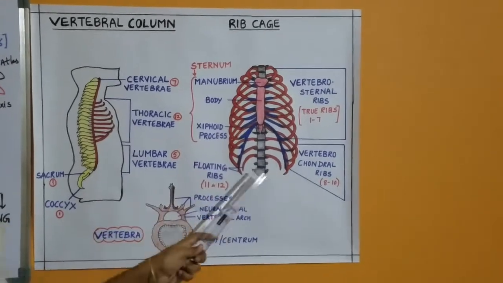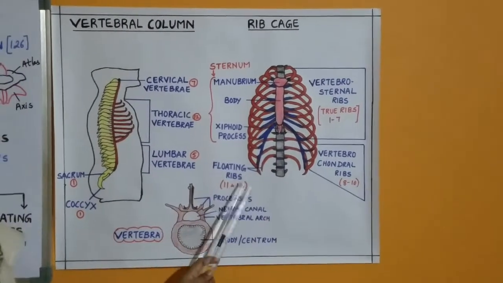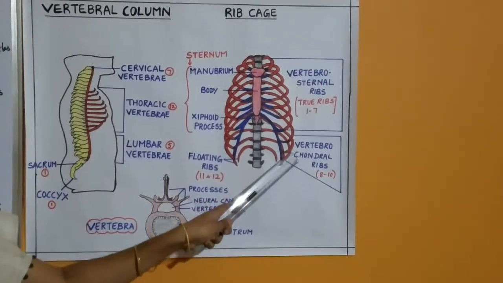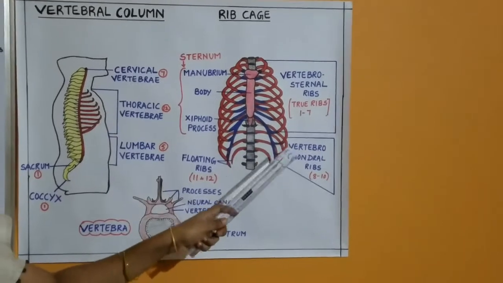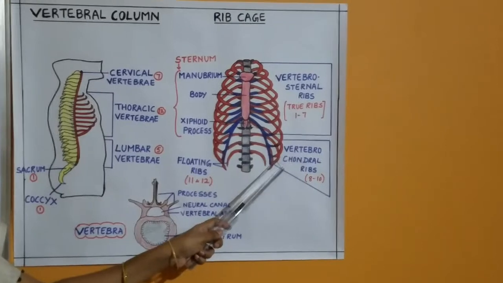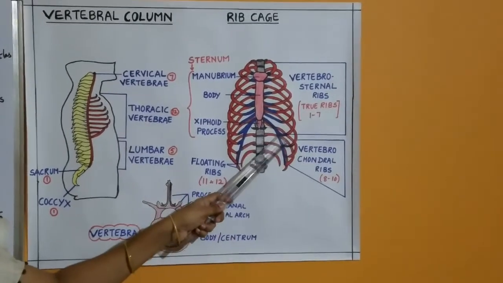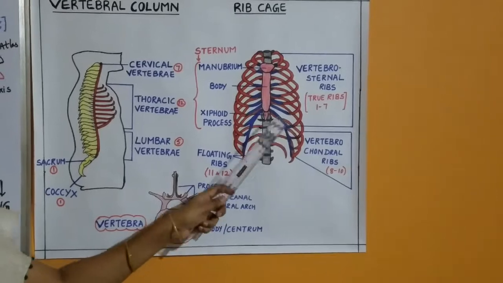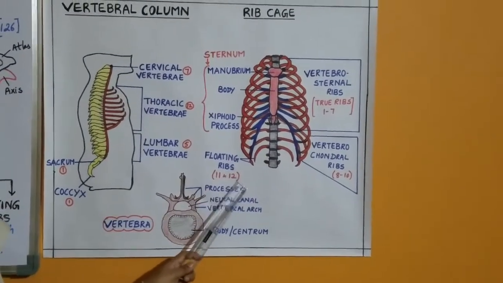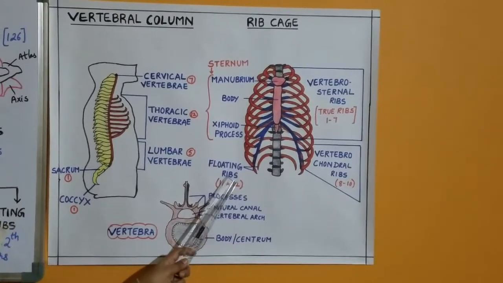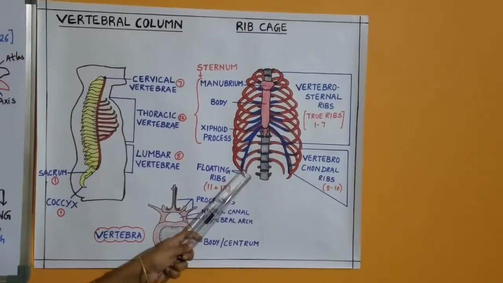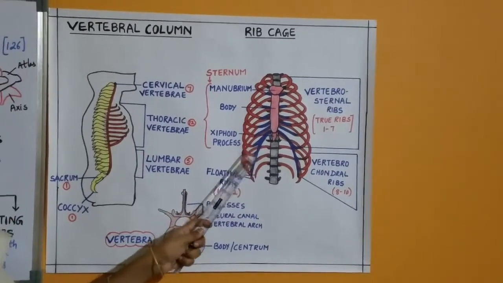The remaining 5 pairs are called the false ribs, in which the 8th, 9th and 10th pairs of ribs are called vertebrochondral ribs because on the dorsal side they attach to the thoracic vertebrae but on the ventral side they get attached to the cartilaginous part of the 7th rib. And the last ones are the floating ribs which include the 11th and 12th pairs of ribs. These are called floating ribs because on the ventral side they are free, neither attached to the sternum nor to the other ribs.